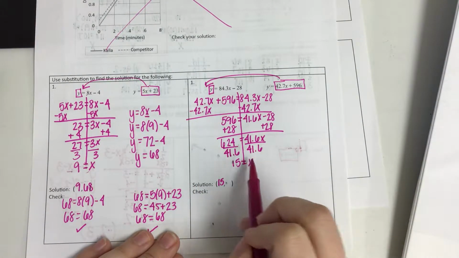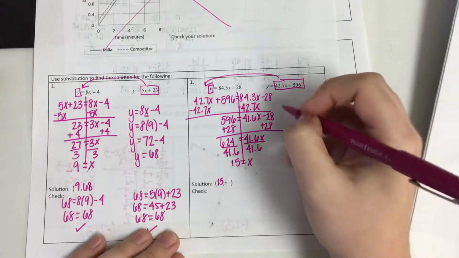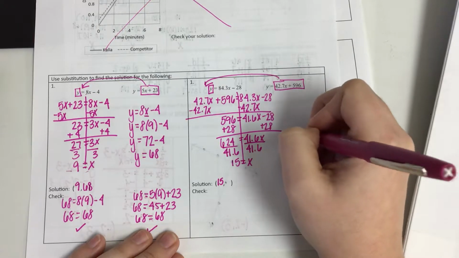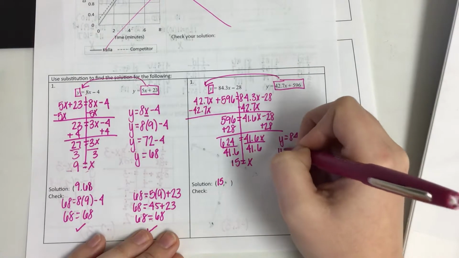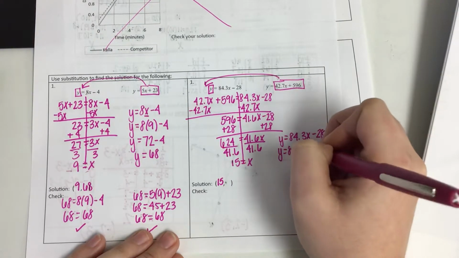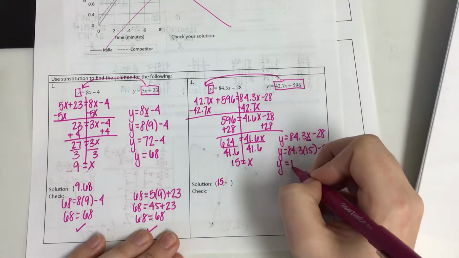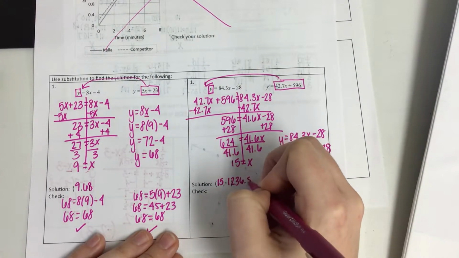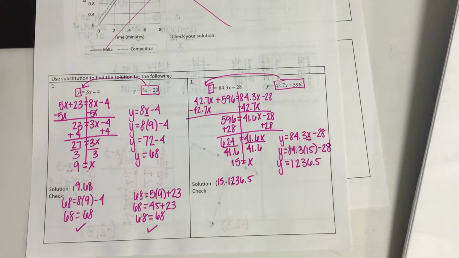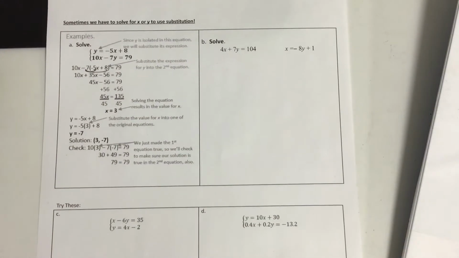Then we're going to substitute our x into our first equation. You can really do either. It's completely up to you. So we're going to have our first equation here. But rather than writing x, we're going to substitute in 15. So that is going to give us 1,236.5. Just to save some time, we'll skip the check part of this problem. So let's go ahead and go to our third page here.